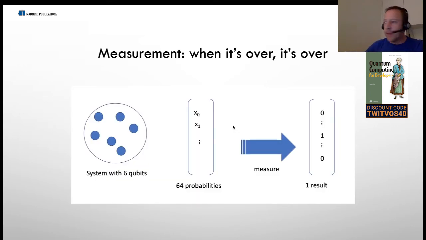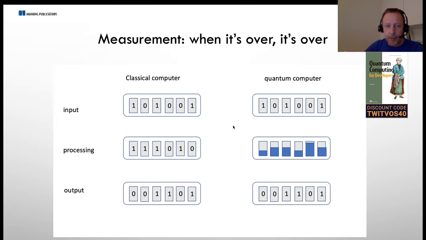Well, in a system with 6 qubits, for example, we have 64 probabilities. But when we do a measurement, we will go back to a single result. But the secret is in the processing. In a classical computer, during processing, the register, which contains a number of bits, can hold only a single value at the same moment. But in a quantum computer, those registers can hold 2 to the power 6 values at the same moment.